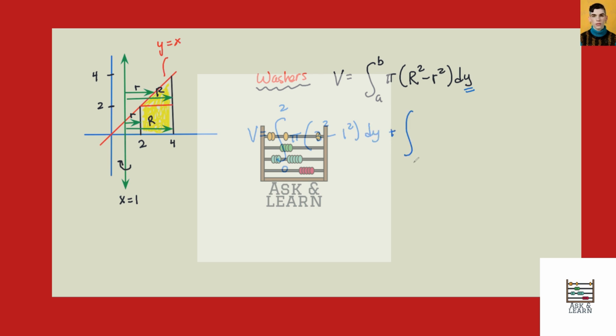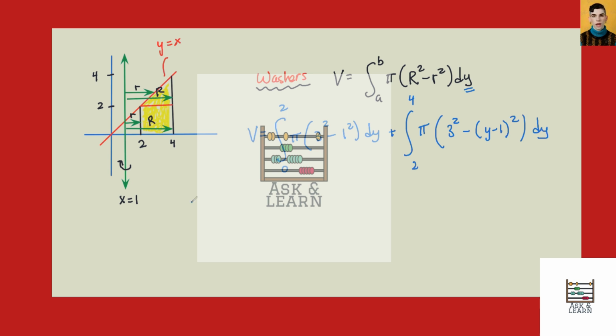Our next one goes then from 2 to 4. And once again, our big R is still 3 squared, but our little r now goes from y equals x to the line x equals 1. We're doing everything in terms of y, so we'll write it as y minus 1. And then we'll square that, dy. Okay, so all of this can be worked out.